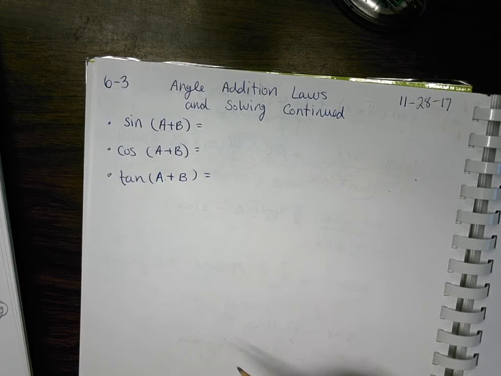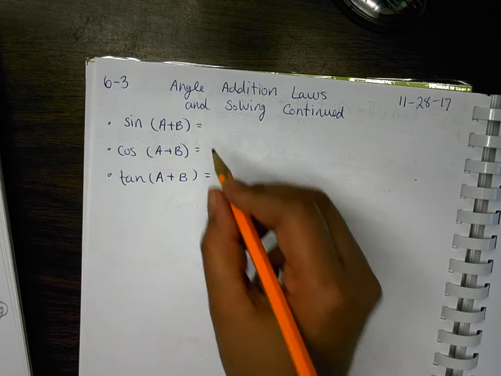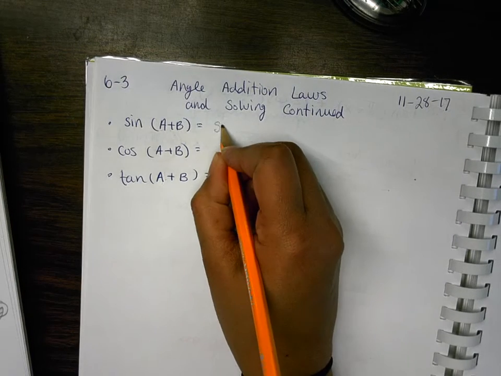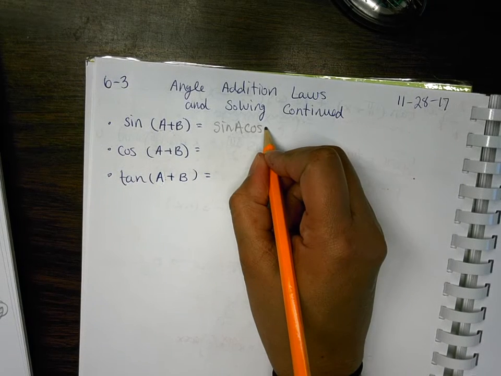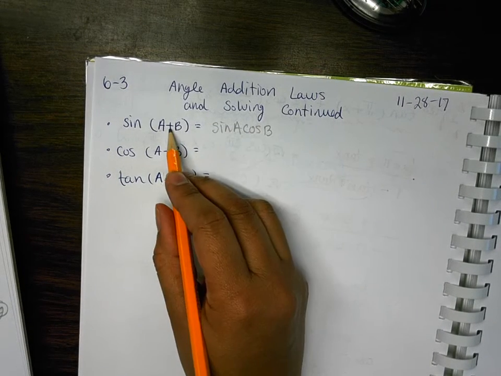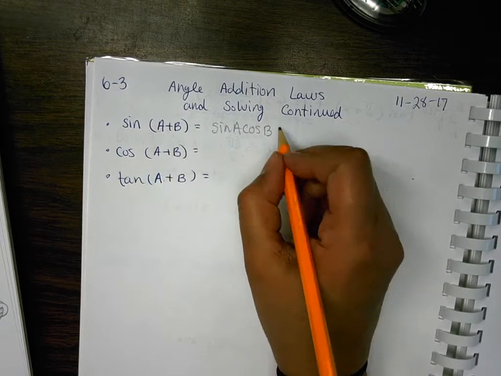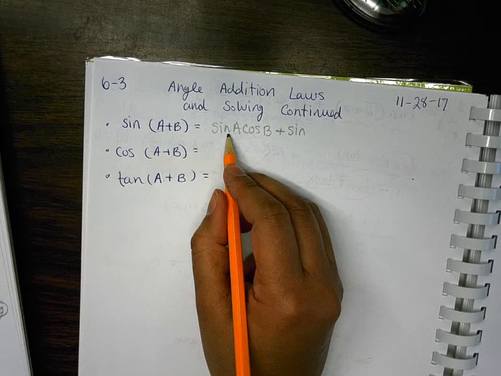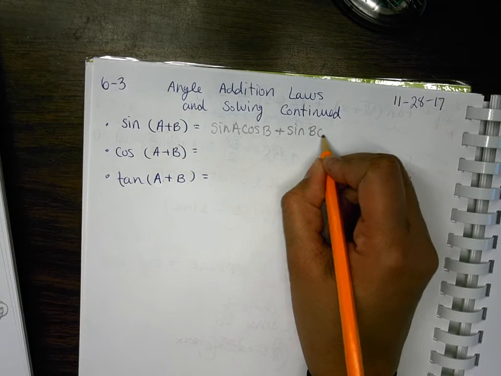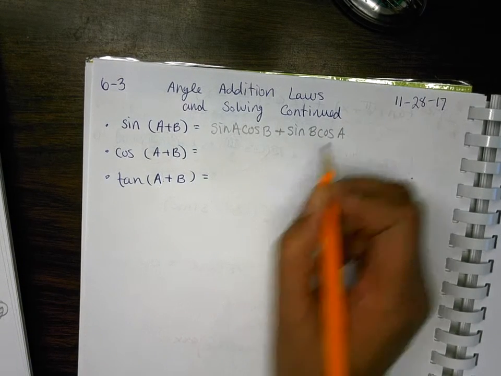All right, which one's sign? Snobby or friendly? Sign is friendly. So sine of A, cosine of B. Same sign or opposite sign? Same, so plus. And then sine of, I've already used A, so what would I put? B and cosine of A.